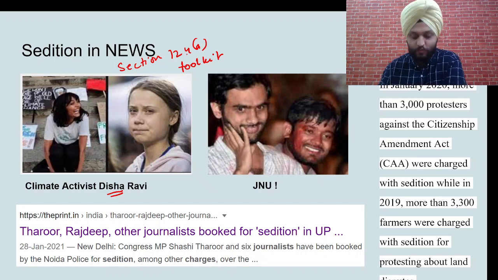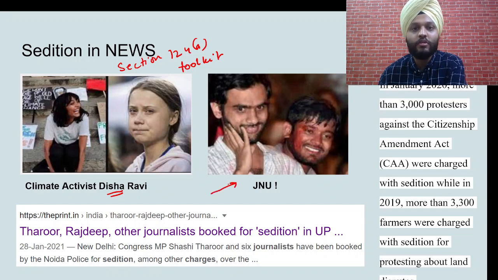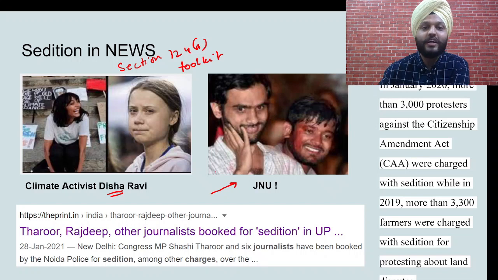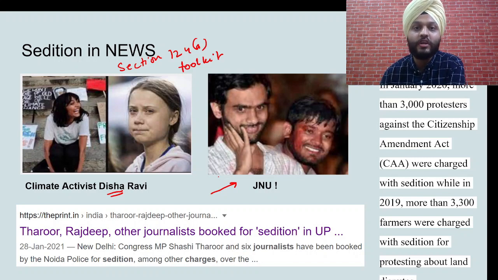And then you can remember the case of the JNU students, the famous JNU students, right? They were again charged with sedition. So we have a number of cases including very famous personalities like Shashi Tharoor, Rajdeep Sardesai and many other journalists who were booked for sedition in the course of time.